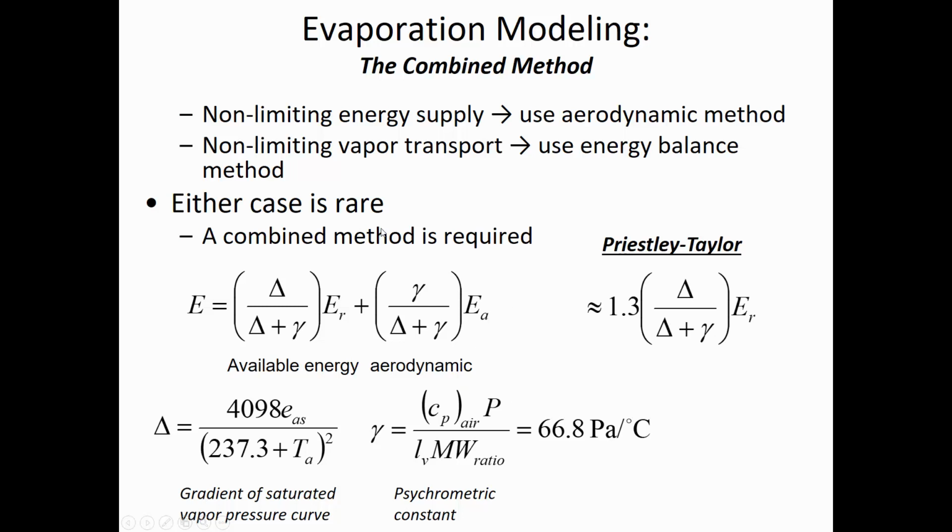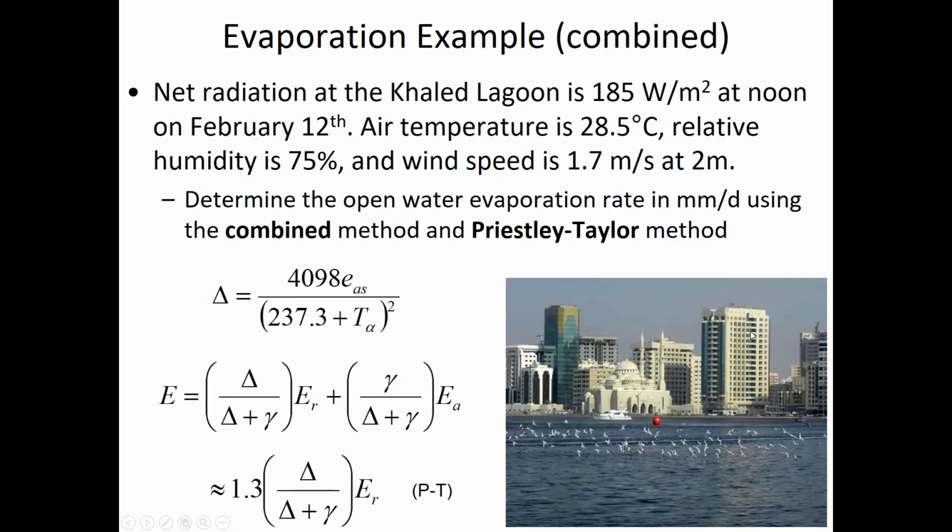To get around having to do all this, it was observed in the Priestley-Taylor method that it's about 1.3 times this ratio times the energy balance method. In many cases you can get about the same value by multiplying this ratio by the E sub r. So let's try that. Let's use both the combined method and the Priestley-Taylor method, where we have this E sub a of 2.18. The E sub r from our previous example, let me write that down.